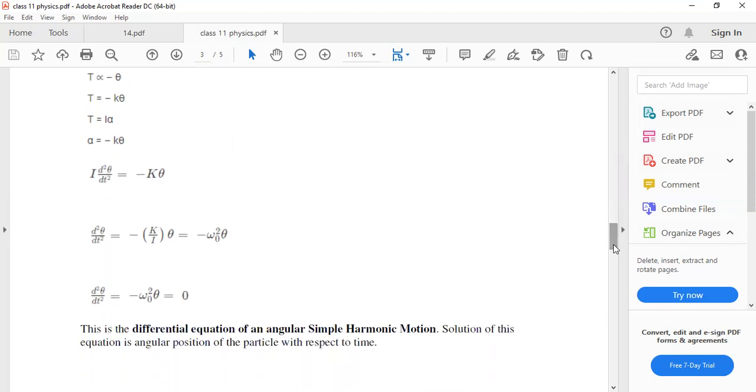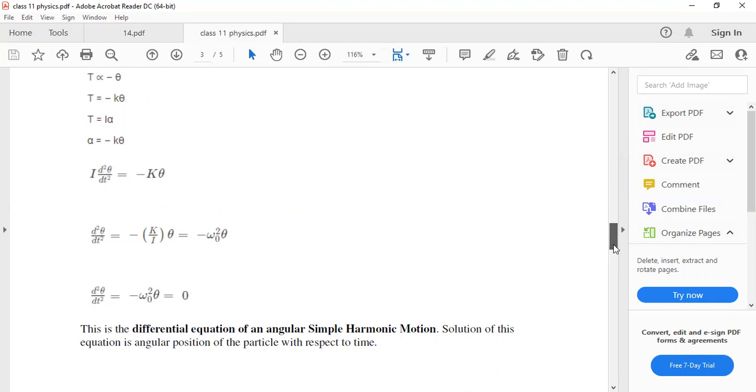So d²θ/dt² = −ω²θ, that is, d²θ/dt² + ω²θ = 0. That is the differential equation of an angular simple harmonic motion, and the solution of this equation is the angular position of the particle with respect to time.